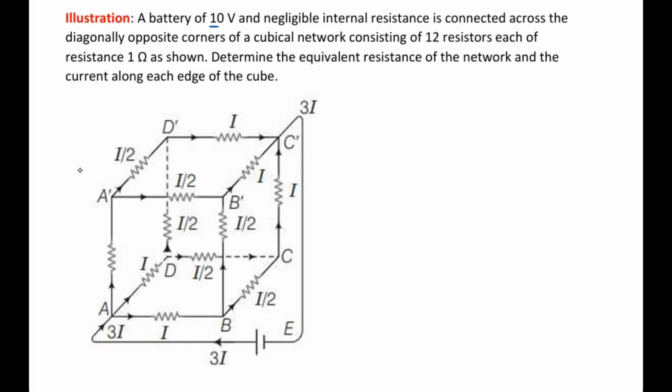A battery of 10 volt and negligible internal resistance is connected across the diagonally opposite corners of a cubical network consisting of 12 resistors, each of resistance 1 ohm, as shown in the figure. Determine the equivalent resistance of the network and the current along each edge. According to the given data, E is equal to 10 volt and the resistance of each one is 1 ohm.